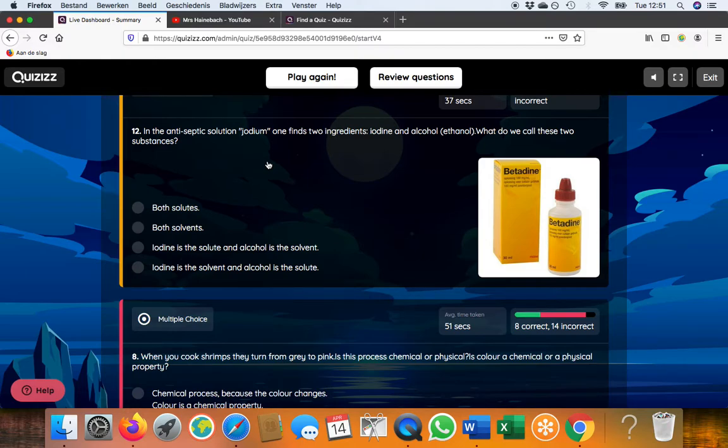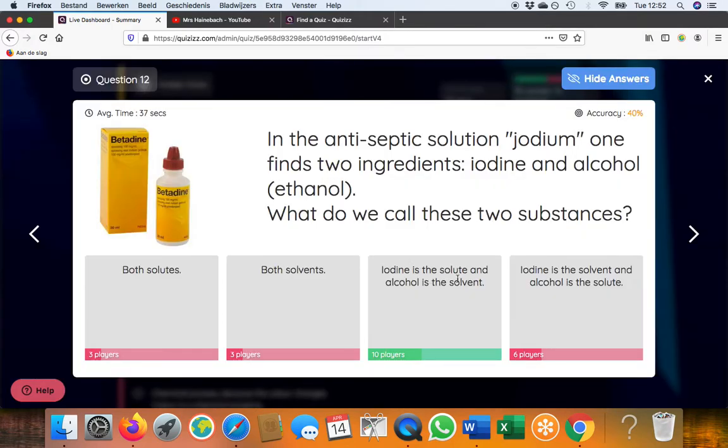Then we have substances, one dissolved into another. Iodine is dissolved into alcohol, and these are the solute and the solvent. Again, I put in this question to have the opportunity to explain this to you, as this is knowledge needed for the next part. So iodine is the solute, alcohol is the solvent. Most people who had it wrong thought the other way round. So the solvent is what you put something into.